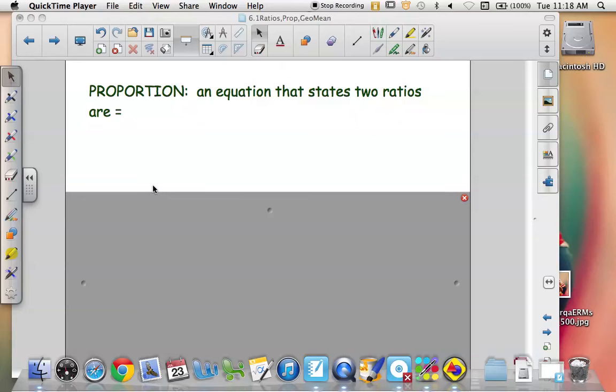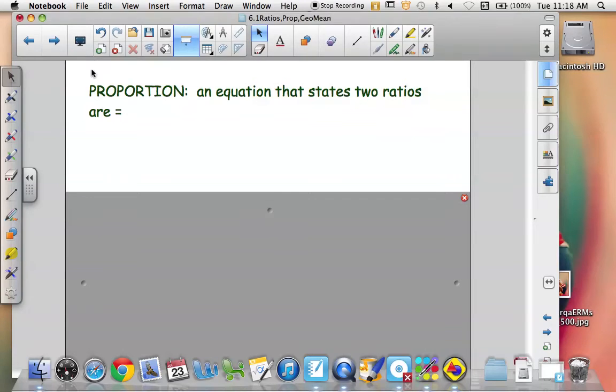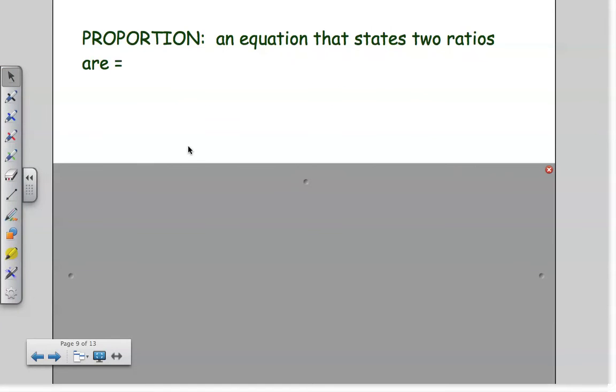In the second part of section 6.1, we're looking at using and solving proportions and how they apply to geometry. We used proportions last year in algebra again, but we're looking at some geometric aspects and using them in real life. Keep in mind a proportion is an equation. An equation has an equal sign that states that two ratios are equal.